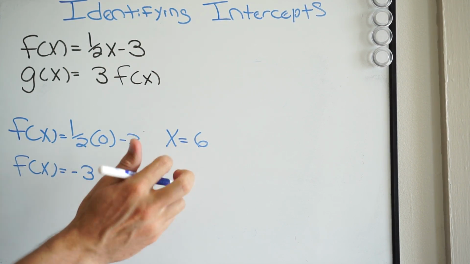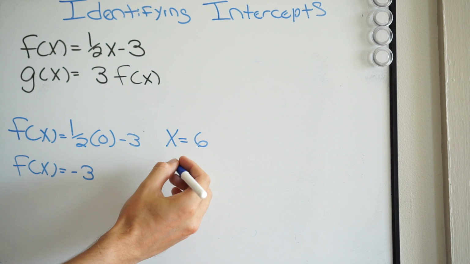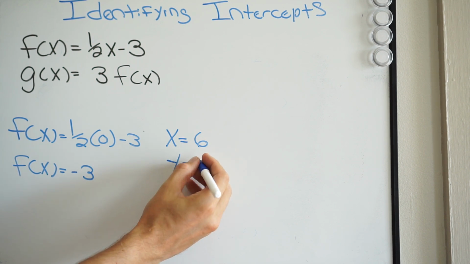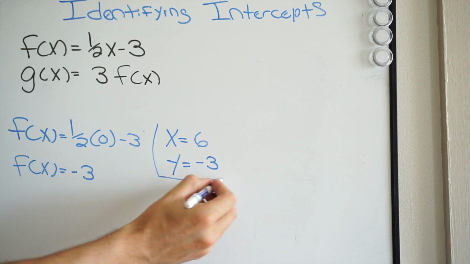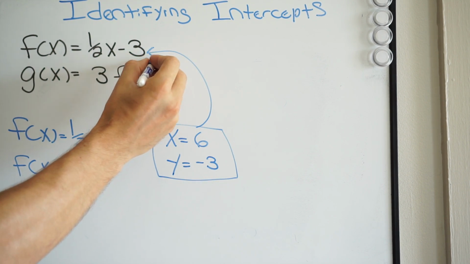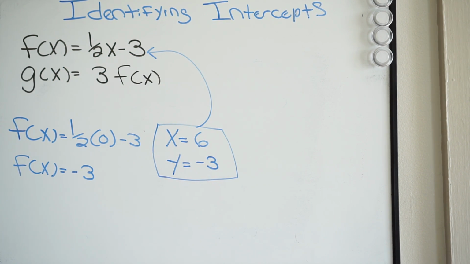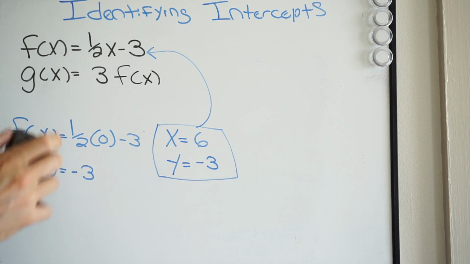So we know what the x and the y-intercept are going to be here. We know that the x is going to be 6. We know that the y, or f of x, let's write y here, will equal negative 3. And that is for this guy right here. Now, what about this g of x? This was for f of x. What about g of x?